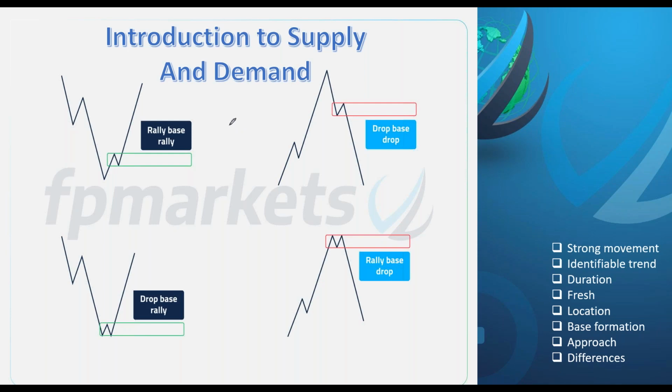Now, a rally base rally zone is a form of demand and is established within a defined uptrend, you know, consecutive higher lows and higher highs, or at the beginning of a possible up move. So at the beginning of a trend change, after we've made the V-shaped trend change, we generally see rally base rallies form.